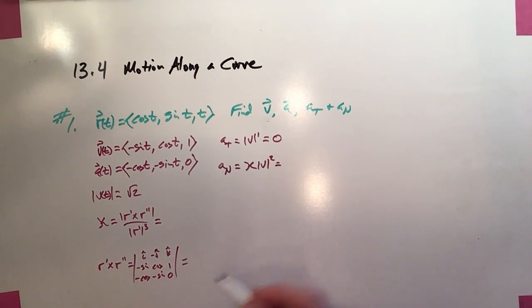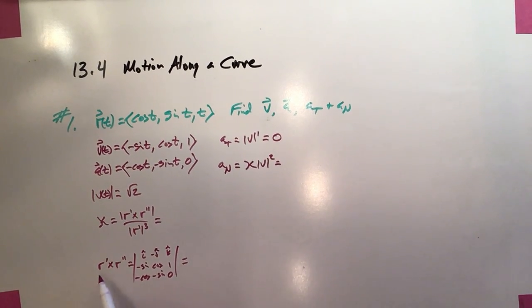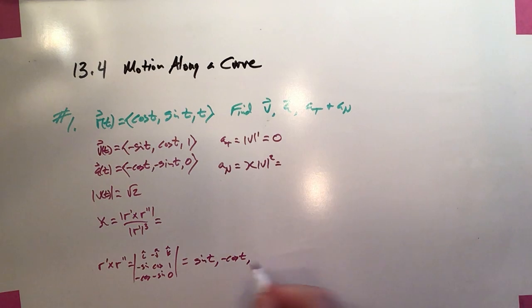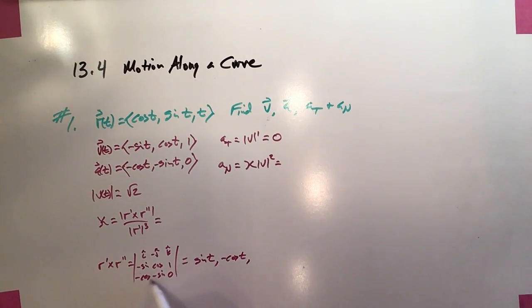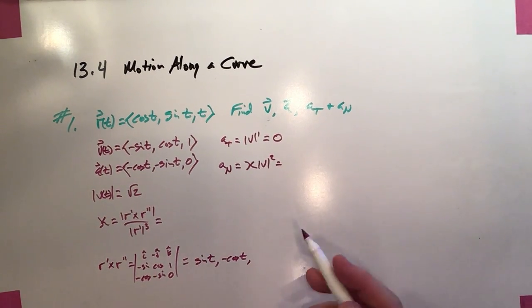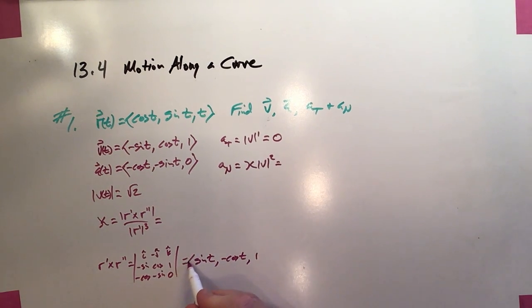And we need to evaluate this for the three components of r prime cross r double prime. And what are those going to be? Well, let's take a look. For the i column, it's going to be 0 minus a negative sine, so that's just sine of t for the i column. For the j, remember it's going to be negative. It'll be 0 plus cosine, so it'll be negative cosine of t. And finally, for the k component, it's going to be sine squared plus cosine squared, and of course sine squared plus cosine squared is 1. So there's the actual cross product of the velocity and the acceleration.